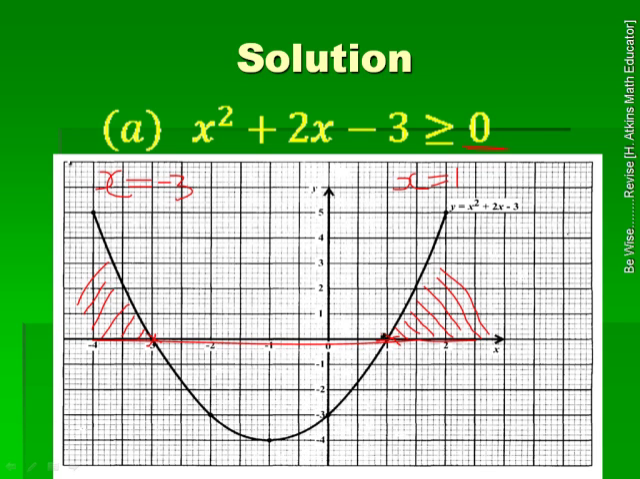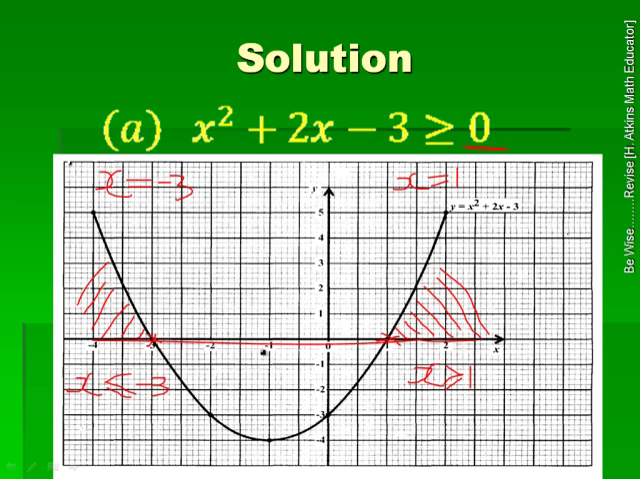Now, your solution set would be on this side, x is greater than or equal to 1. From 1 to positive infinity. And then over here, x would be less than or equal to -3. So it's from -3 to negative infinity. So these are the two solution sets.